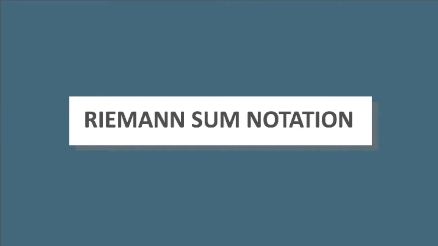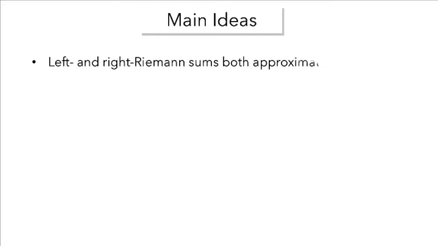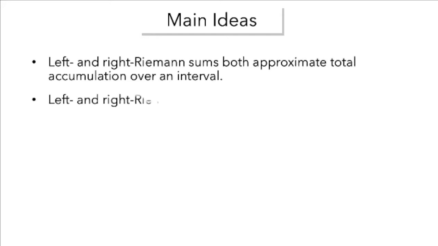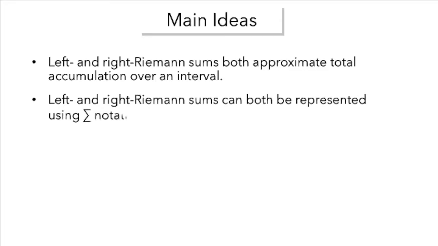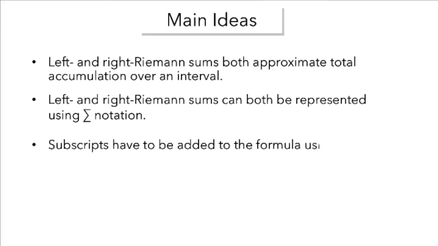In this video, I'll show you how to use notation to help you think about Riemann sums using the context of a Mars rover. Here are the main points we address in the video. Left and right Riemann sums both approximate the total accumulation over an interval. Left and right Riemann sums can both be represented using what's called sigma notation. Subscripts have to be added to the formula using sigma notation to distinguish between left and right Riemann sums.